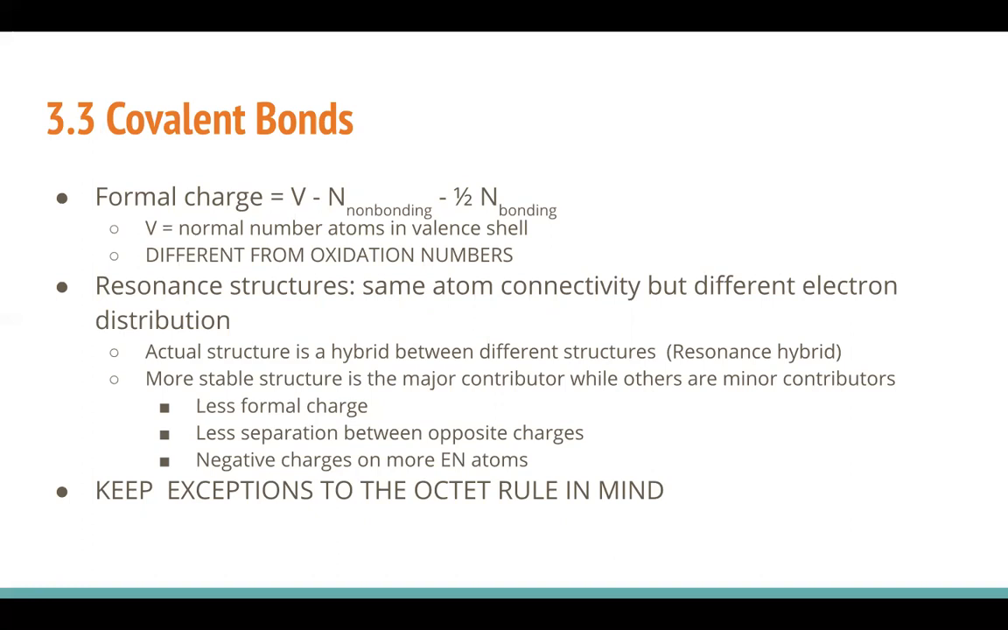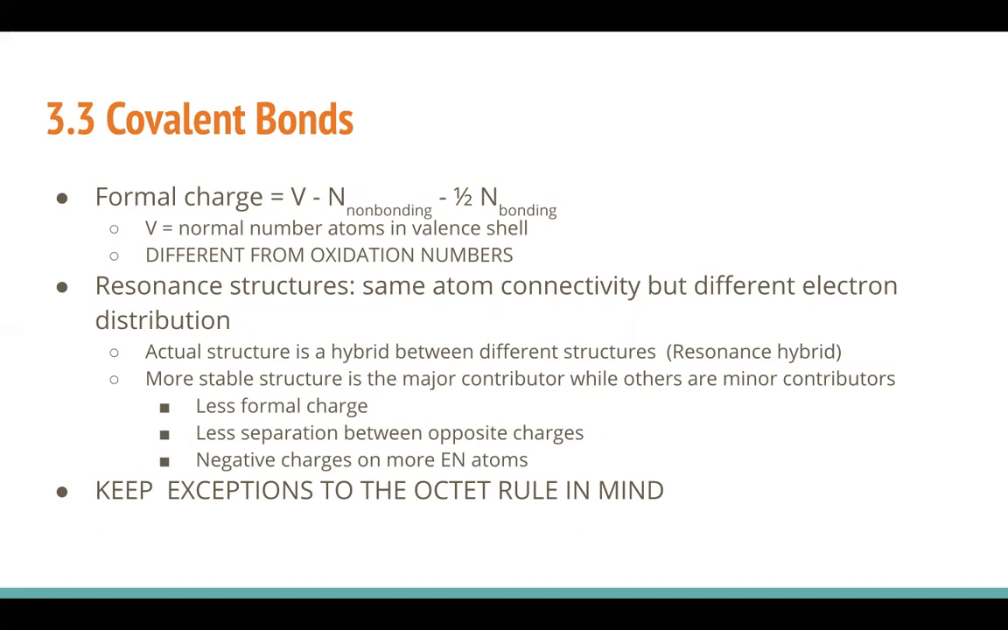So formal charge is the normal number of electrons there should be in the valence shell, versus the number of non-bonding electrons, minus 1/2 the number of bonding electrons. Because remember, when a bond has two electrons, you're basically assuming in a formal charge equation that the electrons are distributed equally between the two atoms in the bond. So each atom only gets one electron, and that's all that means.